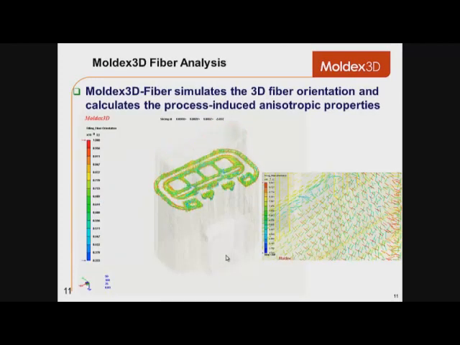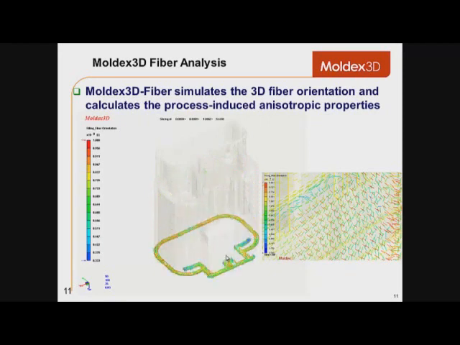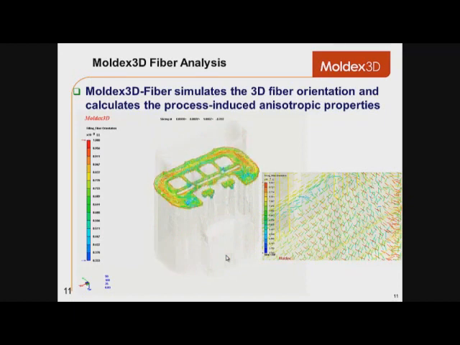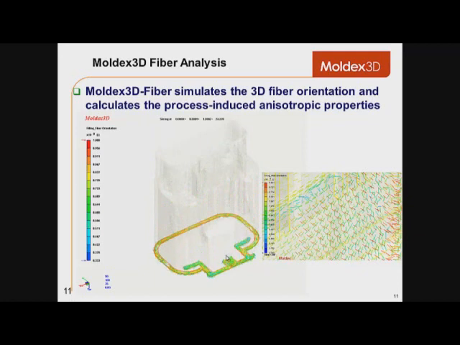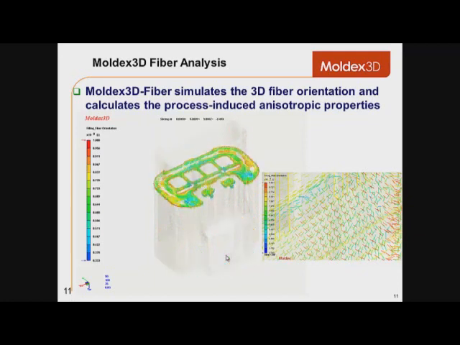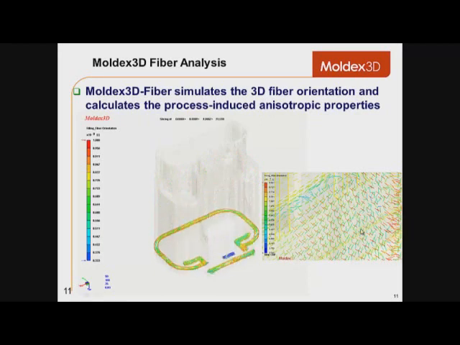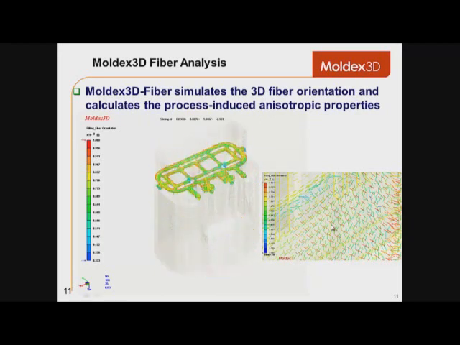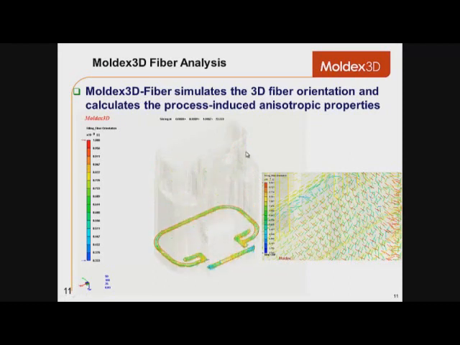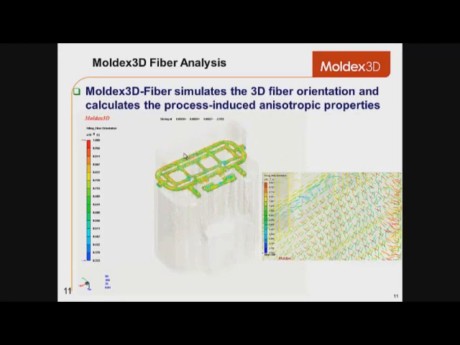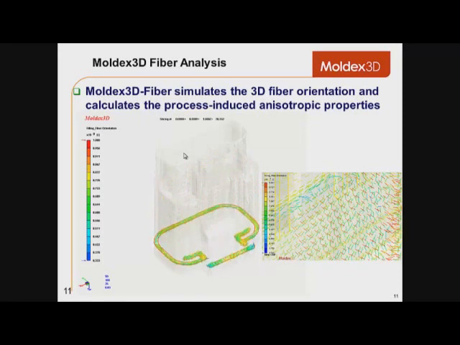Moving on to the fiber analysis, this is an add-on solution that simulates the 3D fiber orientation that calculates the process-induced anisotropic properties. And the animation shows the slicing function that cuts through the part. You're able to see in detail the various directions of the fiber inside by looking at this picture here. And on the left-hand corner you can see a close-up of the fiber. That's this right here. And it shows both the concentration and direction of the fiber in that area.